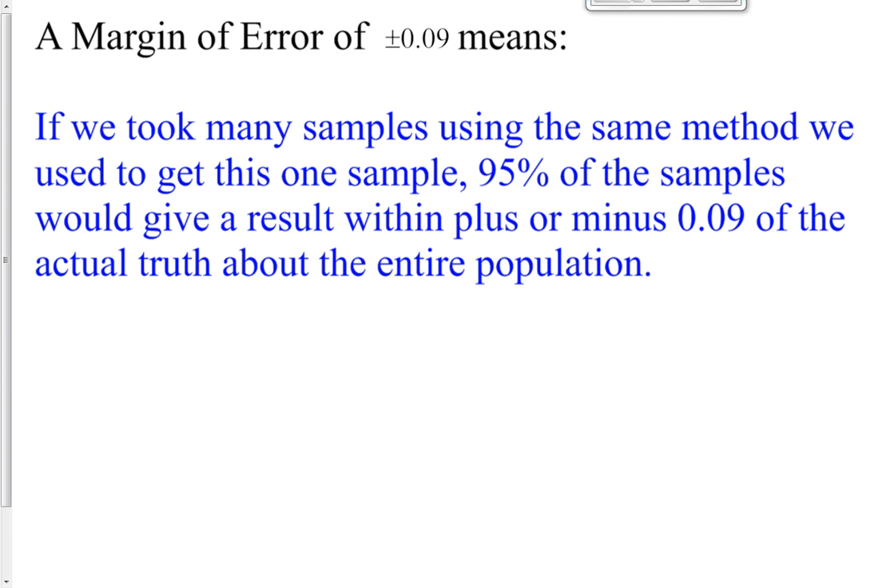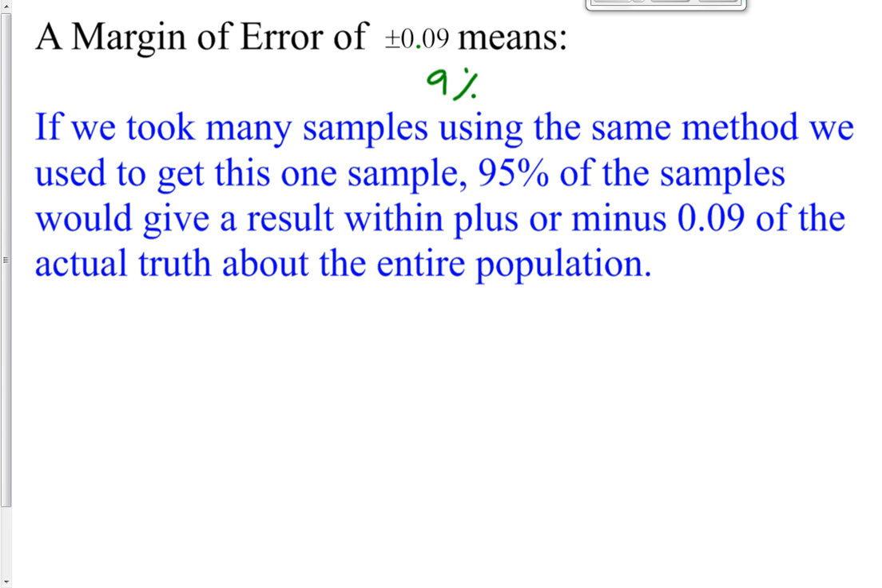Okay. So here's what this means. This is a margin of error of 0.09, which is kind of like 9%. If you move it over 2 decimal places, it'd be 9%. It says if we took many samples using the same method used to get one sample, 95% of the samples would give a result within plus or minus 9 percentage points, or 0.09, of the actual truth of the entire population.